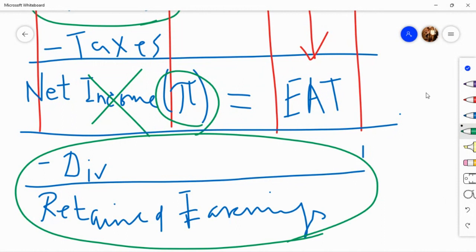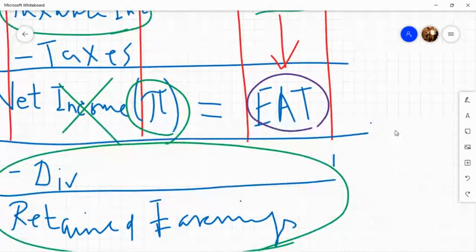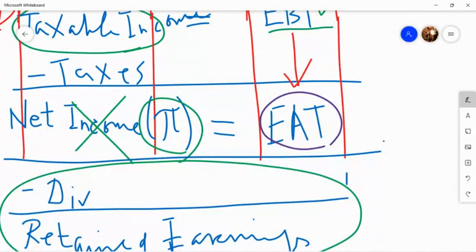It's not the end of the income statement. The end of the income statement is EAT, right? And then think about it. Who does this belong to? Who does that EAT, the net profit, belong to? The shareholders or owners, right? That was Mukhtar, right? It belongs to the shareholders or owners.